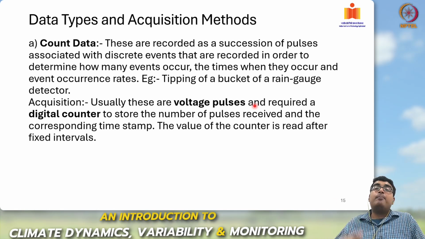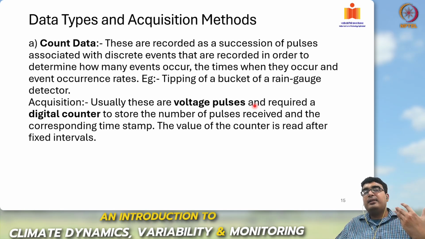Example: tipping of a bucket of a rain gauge detector. A rain gauge detector collects a certain amount of water, then it tips to empty the bucket. So say it collects 10 millimeter of rain and then it tips again. So the number of tipping events tells how many 10 millimeter amounts of rain were collected over a certain period of time.